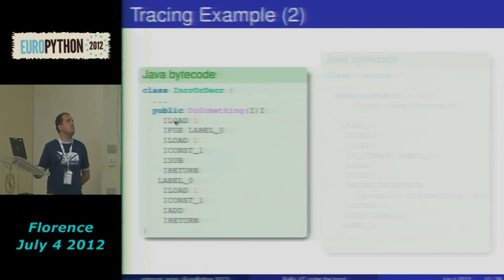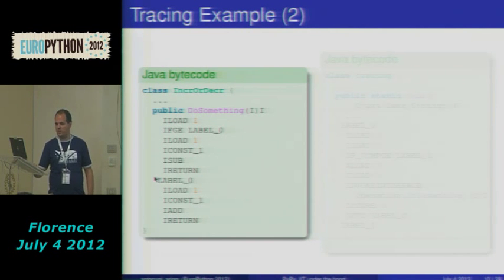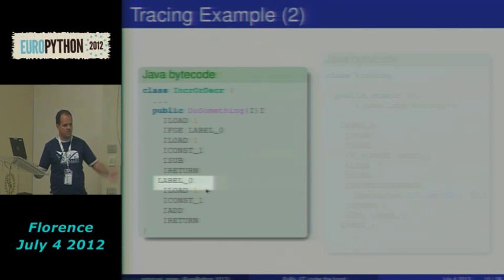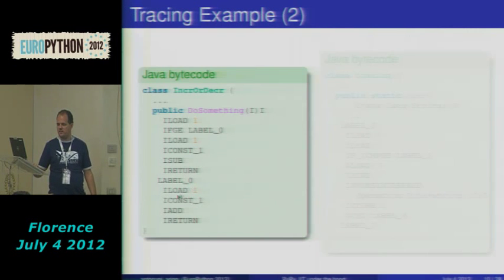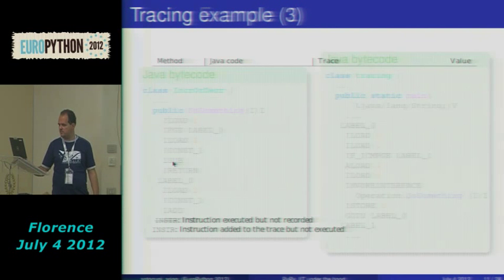And well, we load the value of the variable. We check. This is the if. We check if it's greater or less than 0, and there is a jump in case it's not greater than 0, and so on. And it does an addition or a subtraction depending on the value.